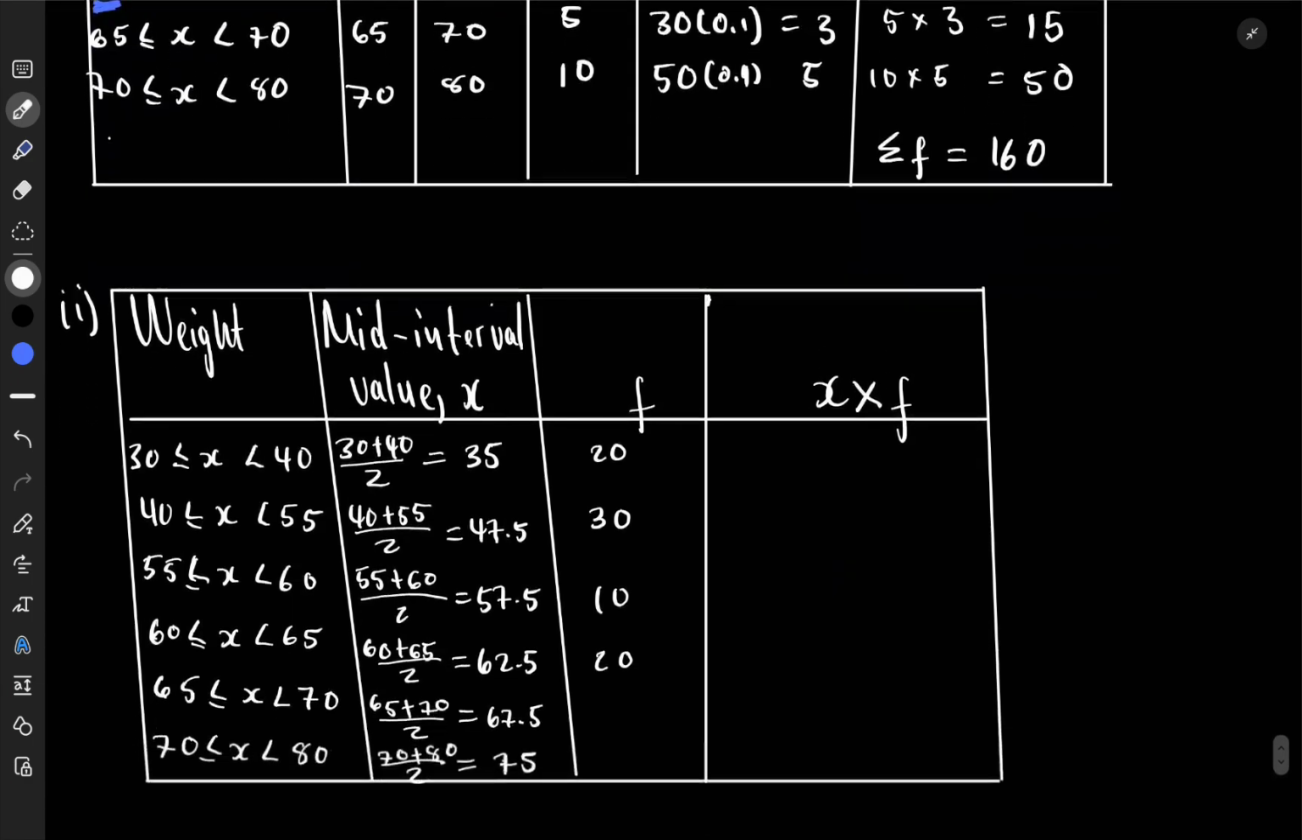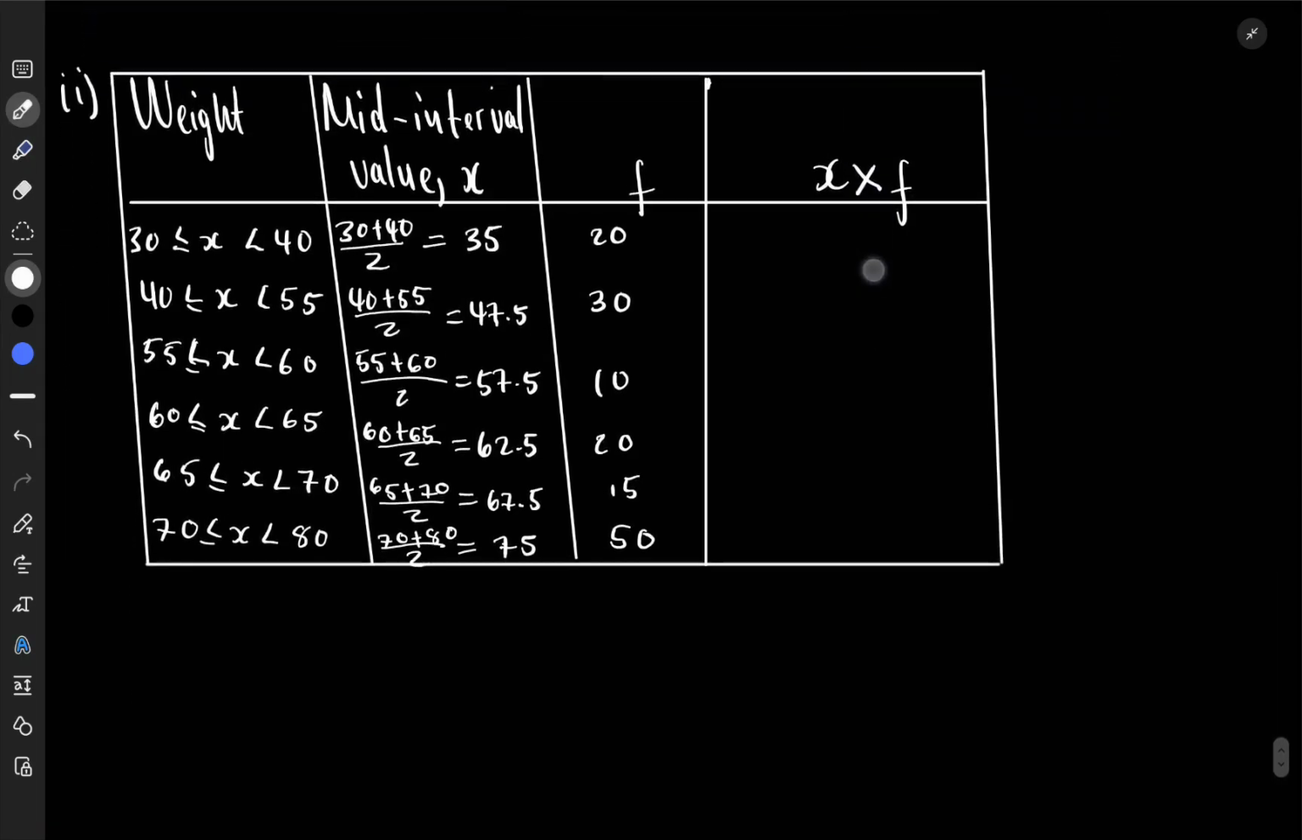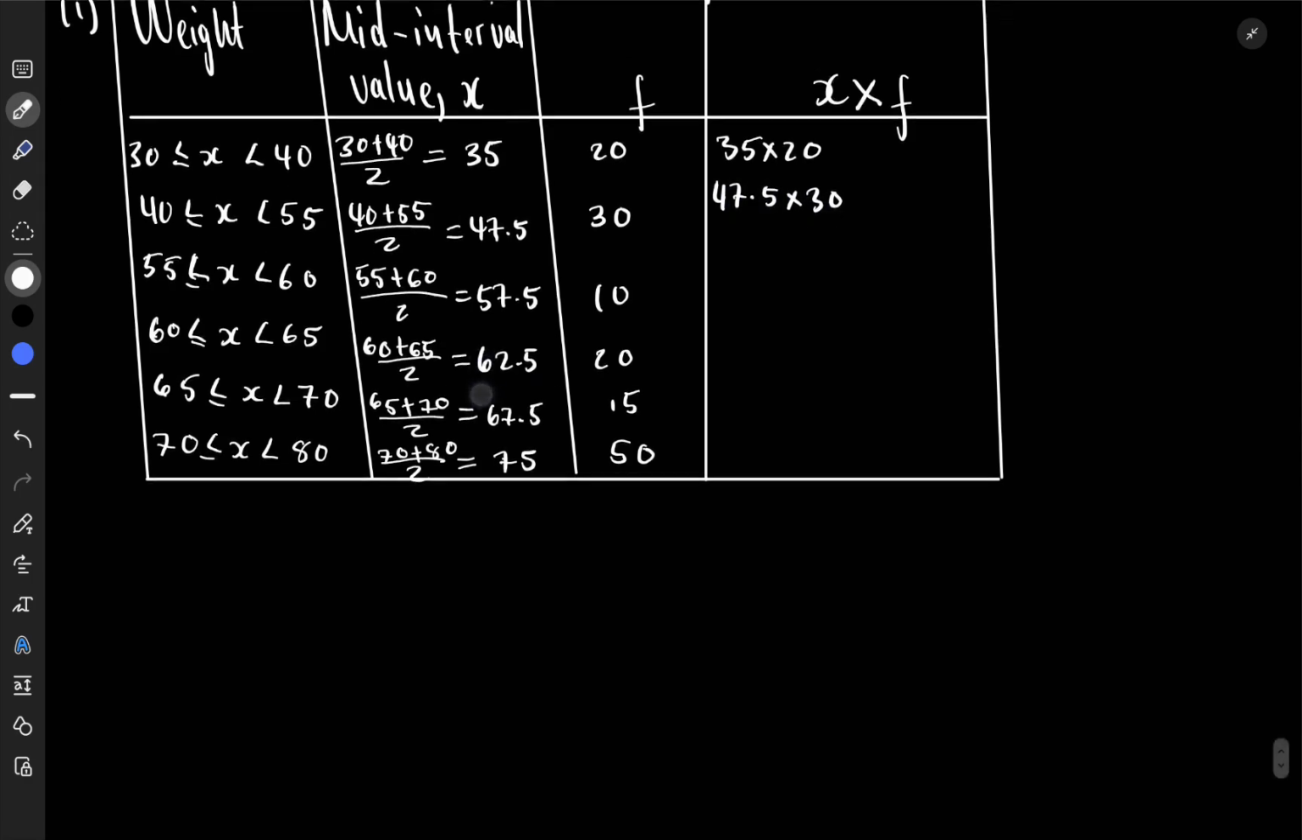Then 15, 50. Then 15. Then 50. Then x times f now. X times f. 35 times 20. You start, so you say 35 times 20. Then here, 47.5 times 30, because we want to get the mean. We want to get X bar, the mean.